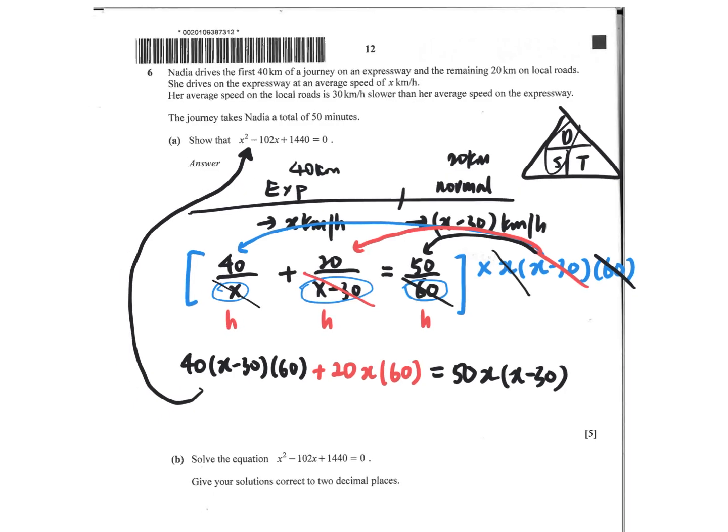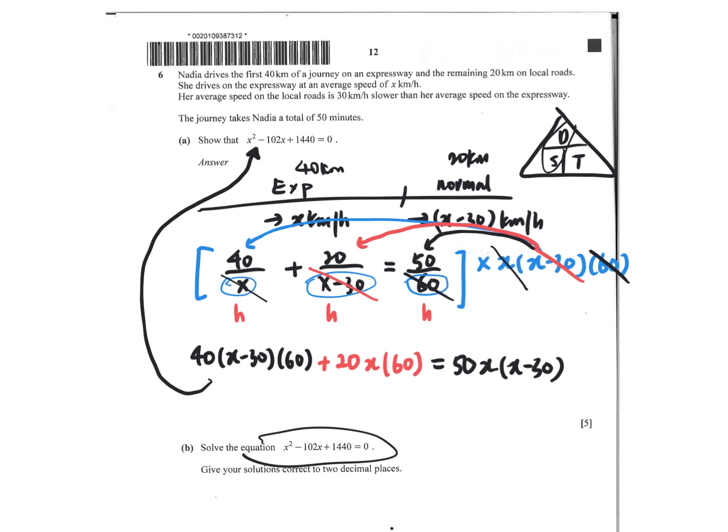Okay? Then part B says solve this. This one is easiest. Use the quadratic formula. So just negative b plus minus square root of b squared minus 4ac.